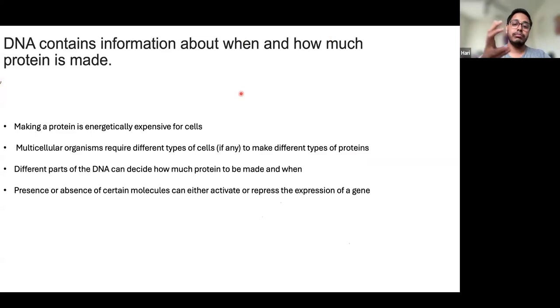Because of that, we have different regulatory components in DNA that help the cell decide what protein to make based on certain indicators, and how much protein to make based on the interaction between the DNA or the mRNA and the different enzymes present. So I will talk about each of those parts on the DNA sequence.